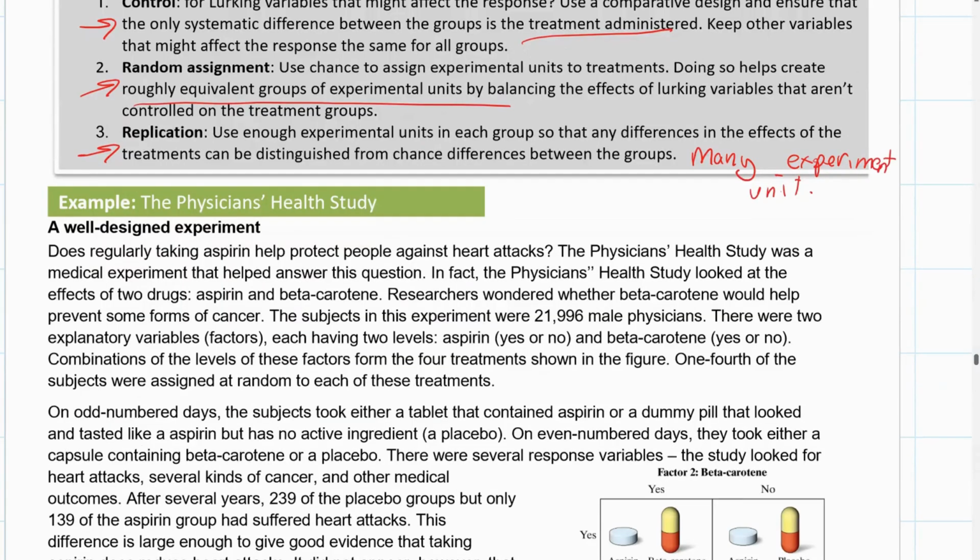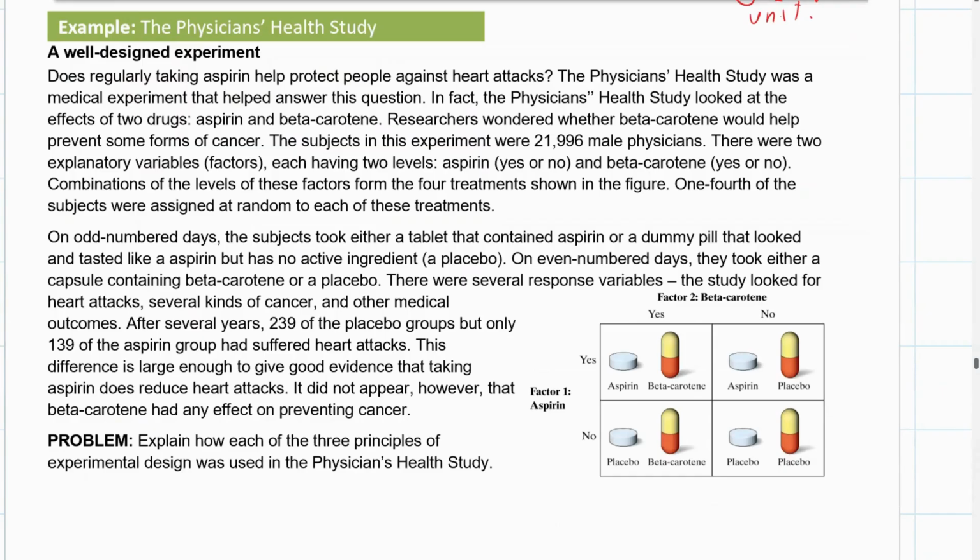Let's take a look at a well-designed experiment. Does regularly taking aspirin help protect people against heart attacks? The Physicians' Health Study was a medical experiment that helped answer this question. In fact, it looked at the effect of two drugs, aspirin and beta-carotene. The researchers wondered whether beta-carotene would help to prevent some forms of cancer. The subjects in the experiment were 21,996 male physicians. There were two experimental variables, each having two levels.